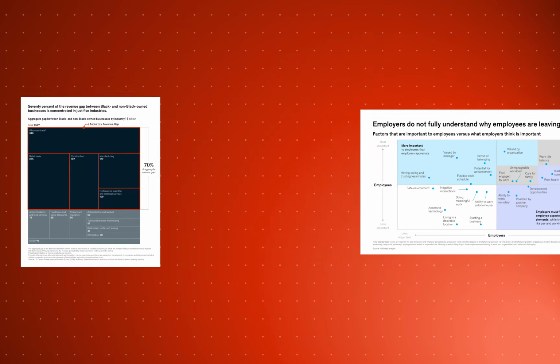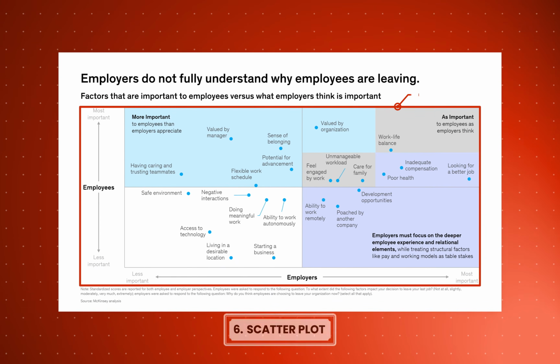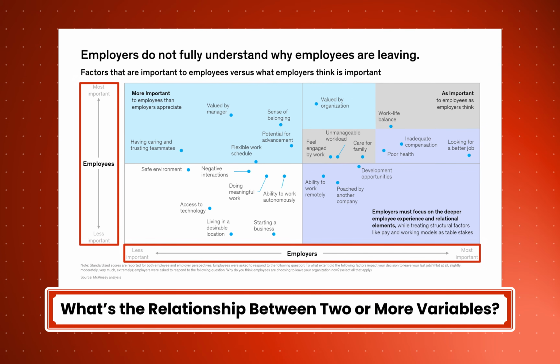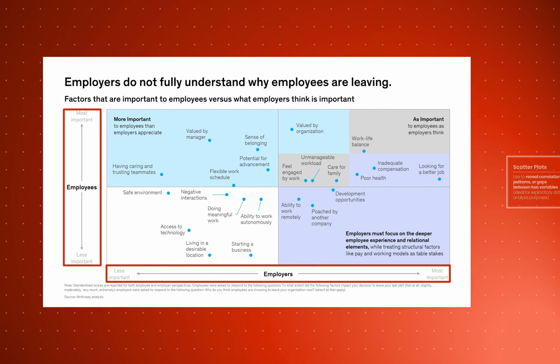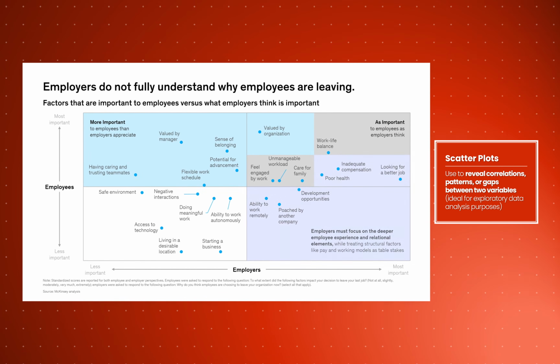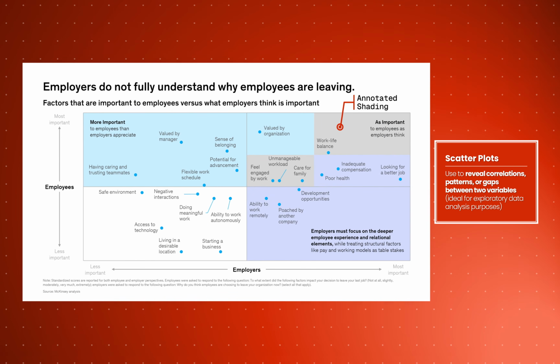Let's now move on to the next effective chart type, the scatter plot. This answers questions around relationships between two or more variables and is majorly used for exploratory analysis. As you can see in this McKinsey visual, the pattern effectively tells the story, with the annotated shading guiding interpretation.